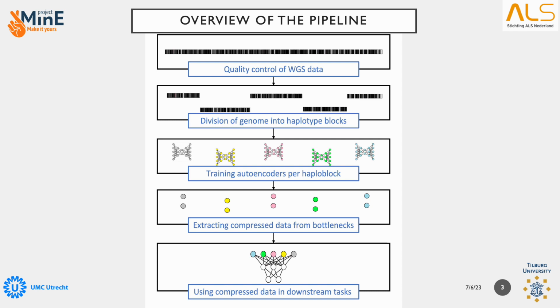Our approach entails dividing the genome into non-overlapping and correlated clusters of SNPs, which are called haplotype blocks, then building and training autoencoders individually for each haplotype block. Tuning hyperparameters for each model is computationally demanding. Therefore, we optimized hyperparameters only for a subset of 221 haplotype blocks.